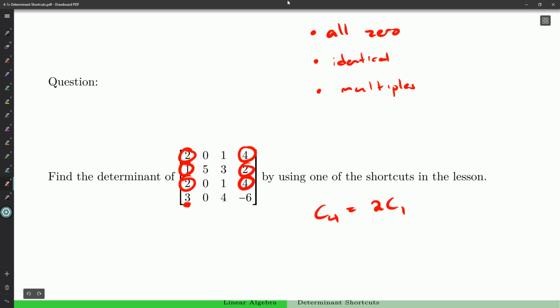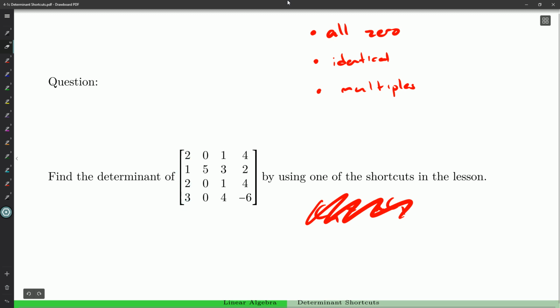But 3 doubles becomes 6, not negative 6. So it turns out that that's wrong, and that's actually there by design. I was trying to catch people off guard. If you don't check the full row or the full column, you're not going to see everything you need to see. You're not going to check, and you will use the wrong shortcut. Okay. But, as I say, when in doubt, have a bit of a plan.